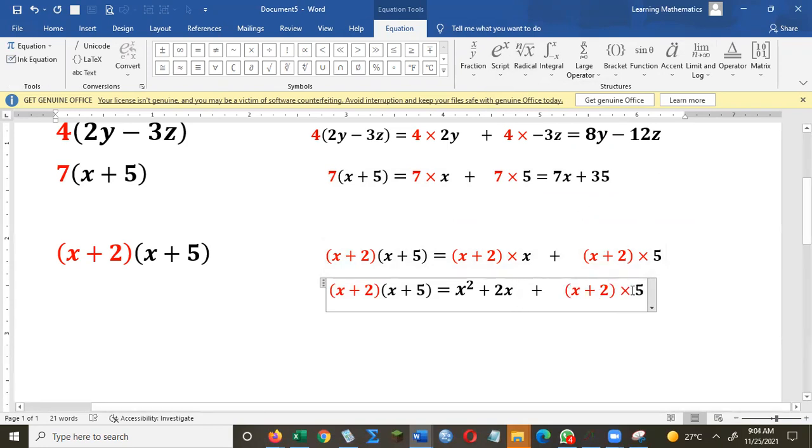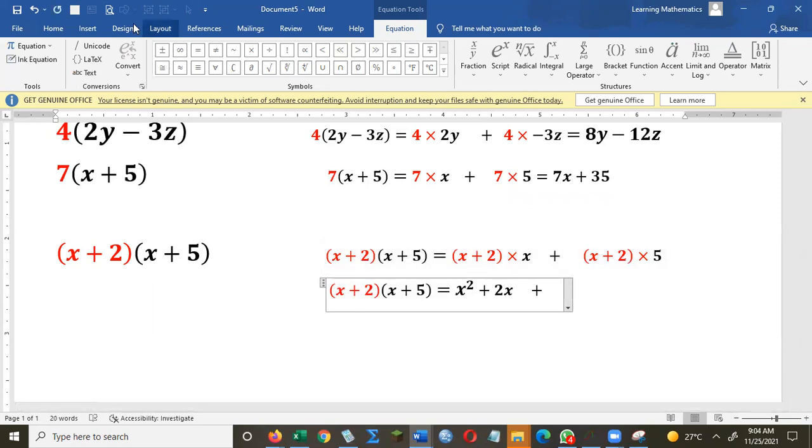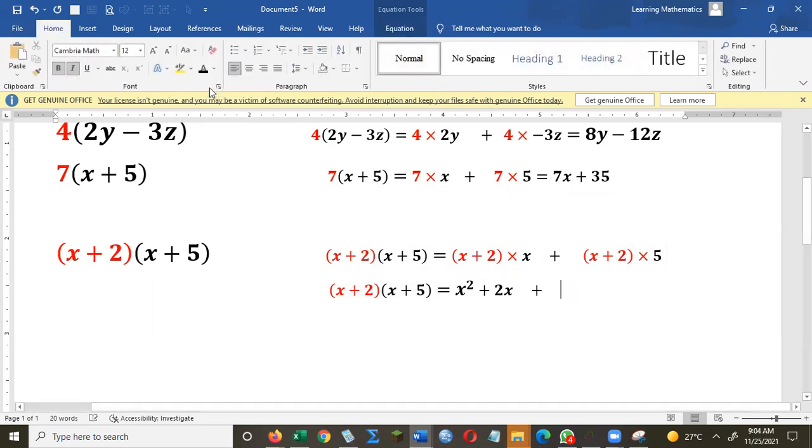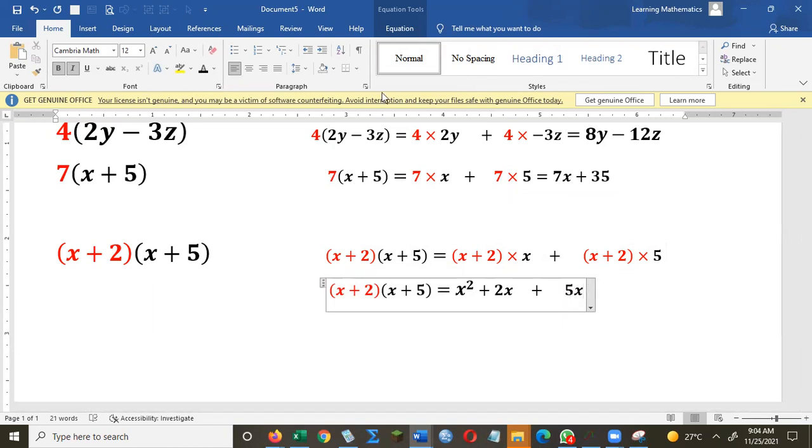And what is 5 times x? 5 times x is 5x, correct? And what is 5 times 2? 10. So x times x is x squared, as you correctly said, and x times 2 is 2x. 5 times x is 5x, and 5 times 2 is 10.